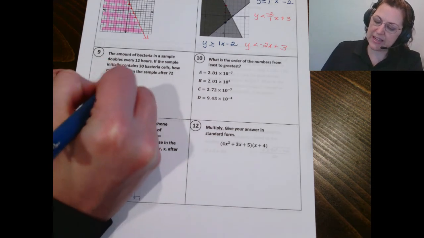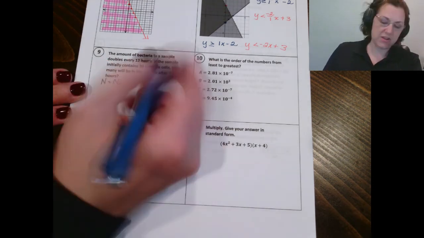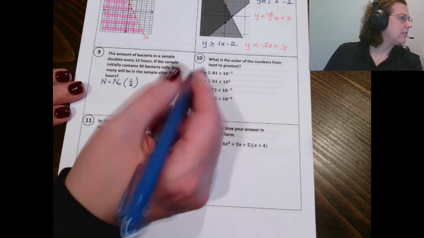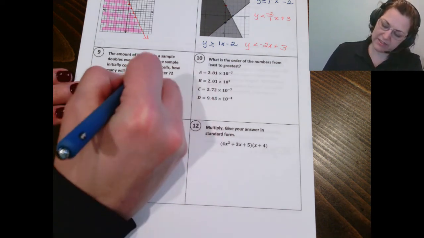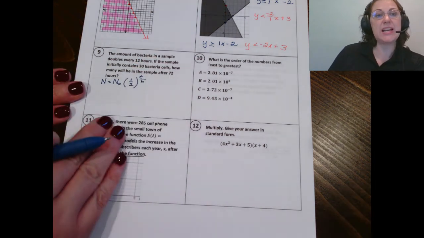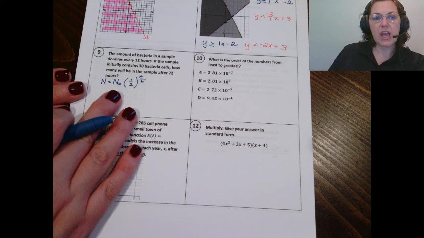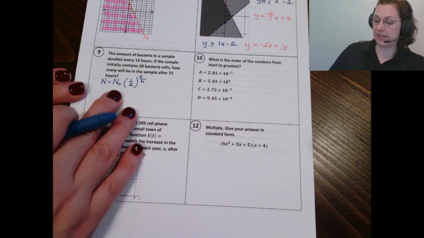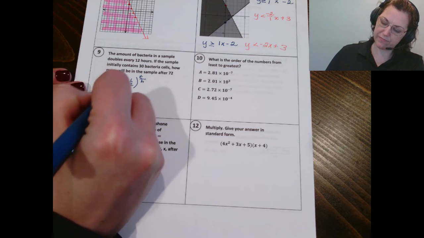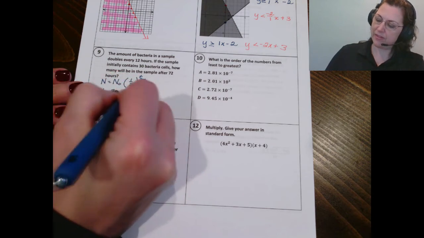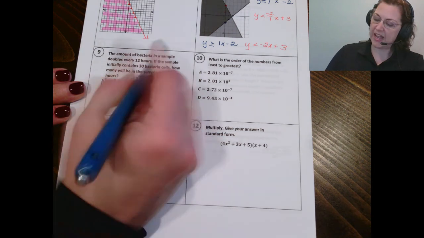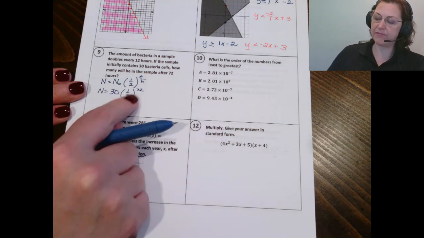Great problem here. So we want to use the formula N equals N small 0 times 1/2 to the T over H. Now, the N with the little 0 tells us the initial number of bacteria. So in this case, that's 30. Okay, now the T is your time in hours. That's 72. And the H is what we call half-life.